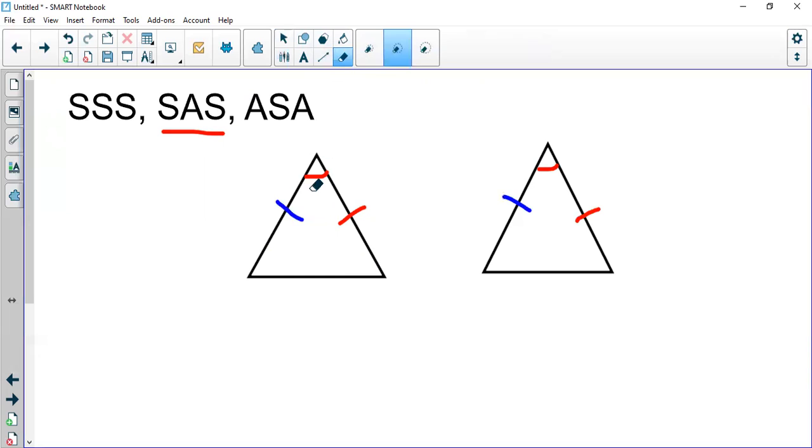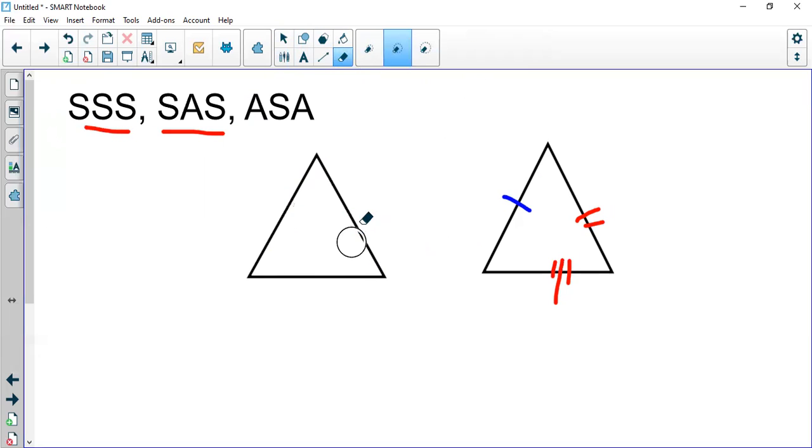Okay, and we can also look at what if we have all three sides congruent. So we know this is congruent as well. I'm going to get that those two are congruent, and then look at this one, 3 tick marks. Now we know these two triangles must be congruent to each other by side, side, side.